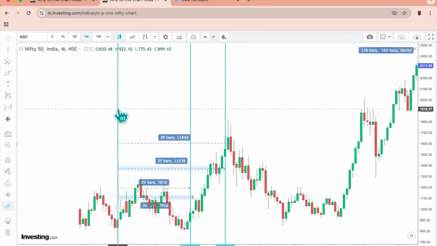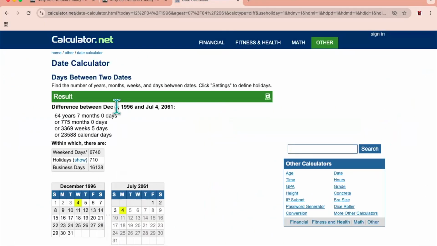So if we are looking for 775 months, we probably can go on a date calculator, and on the date calculator from 4th of December 1996, if we see across, we get somewhere around 775 months, which is after 64 years, 7 months, and the date is coming to 4th of July 2061.